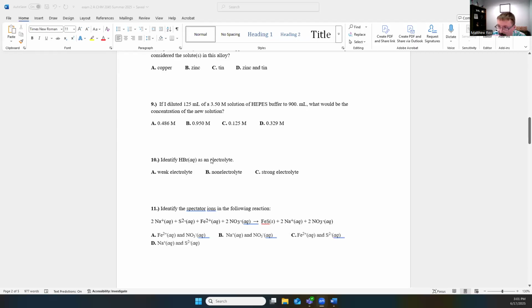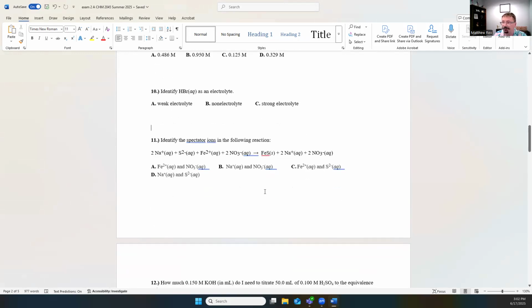Question 10, identify HBr as an electrolyte. So what is HBr? It's aqueous, it's dissolved in water. This is one of our 6 strong acids. And you remember, any strong acids will dissociate completely. They are strong electrolytes. So if I put 100 HBr molecules in water, I get 100 H pluses and 100 Br minuses.